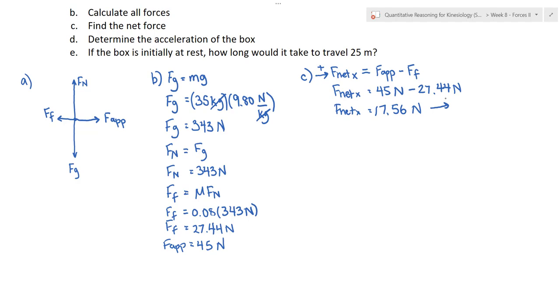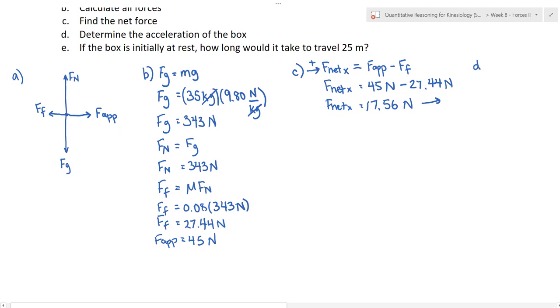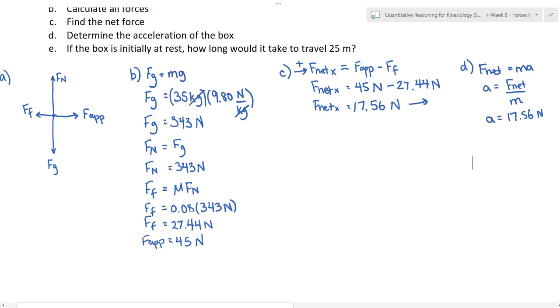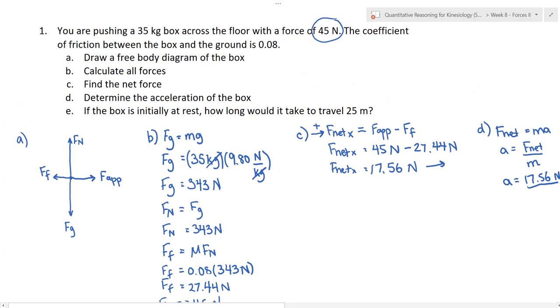D is asking for the acceleration of the box. So this is where we begin to use Newton's second law, which is F net equals ma. Now we're looking for acceleration, so let's rearrange the equation. Dividing both sides by mass, we get F net divided by mass. So our acceleration is equal to the F net, which we found was 17.56 newtons. And that was pointing to the right, so I'll just put a little arrow here to remind us which way it was going, divided by the mass, and the mass was 35 kilograms in the question.